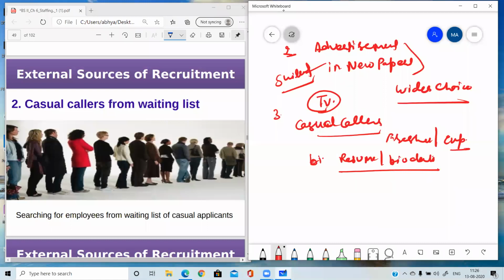And what the organizations are doing, they are maintaining a database of such type of applicants. Database means they are maintaining their records, that how many such type of applications have come to their organization. So when any requirement arises, they search their database, and to the suitable candidates they make a call, and after getting the call the candidates appear in the organization, and whatever selection procedures are there are followed.